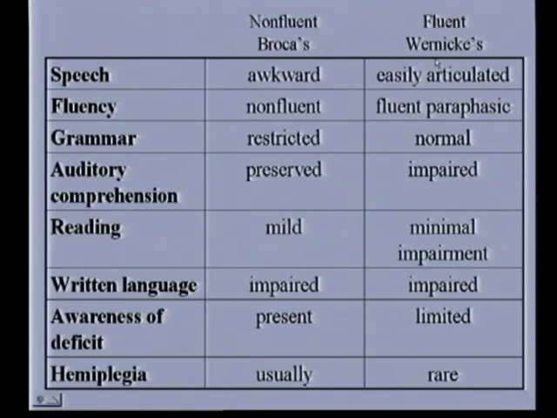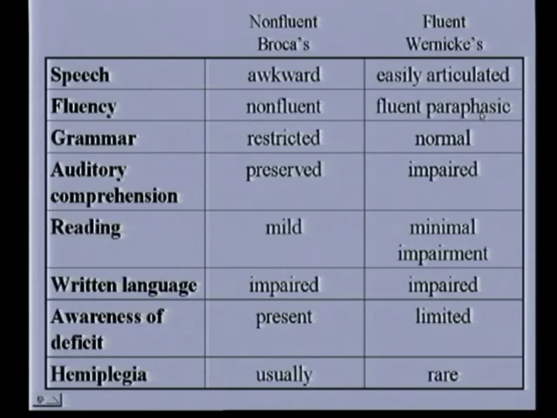Now, when we move to area 22 further back, again, this is supplied by the middle cerebral. But now these people just talk like crazy. They go on and on and on. They're talking away, and they're not embarrassed. But most of the time, they don't really know what they're saying, and they say a lot of really funny things. They're very fluent. They have these things called paraphasias.